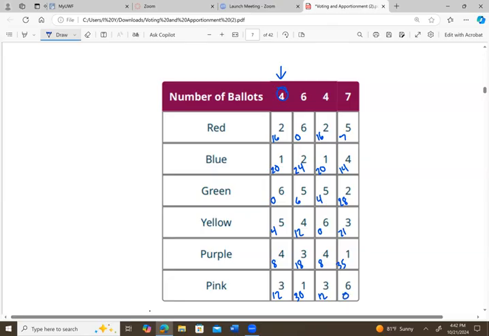Okay, so we add these up. This is 39. This is 78. This is 38. This is 37. This is 69. And this is 54. So our winner is blue.